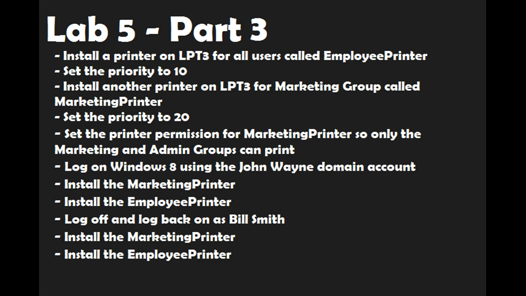For Lab 5, Part 3, we'll be installing a printer on port 3 for all users called Employee Printer. We'll set priority 10. We'll be installing another printer on port 3 for the marketing group called Marketing Printer. We'll be setting that priority 20. We'll be setting the permissions for Marketing Printer, so only the marketing and admins groups can print to it.